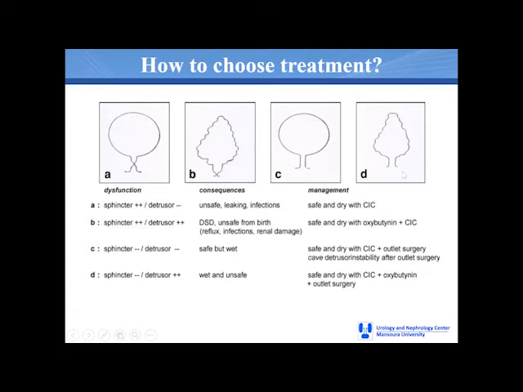The fourth and the last pattern, if you have an overactive detrusor with underactive sphincter, those patients would have a trabeculated elongated bladder like this, but at the same time, they would have funneled bladder neck. This group of patients can be treated with a CIC and anticholinergics, but they may require outlet surgery as well to treat the outlet deficiency. Again, I'm not against urodynamics.